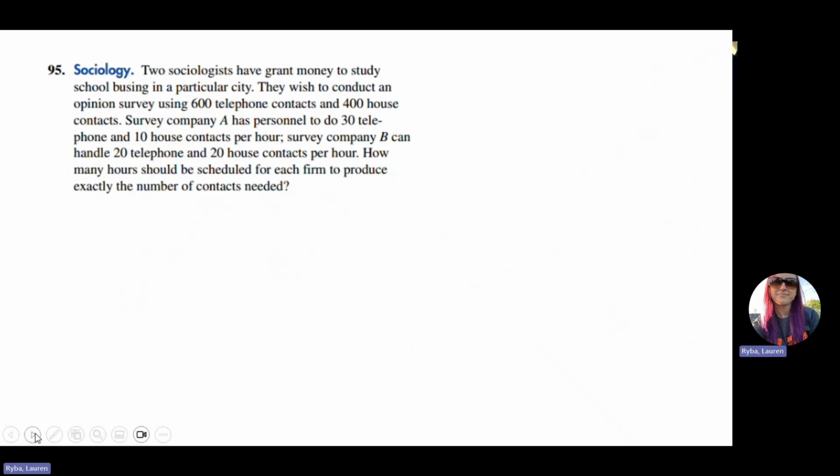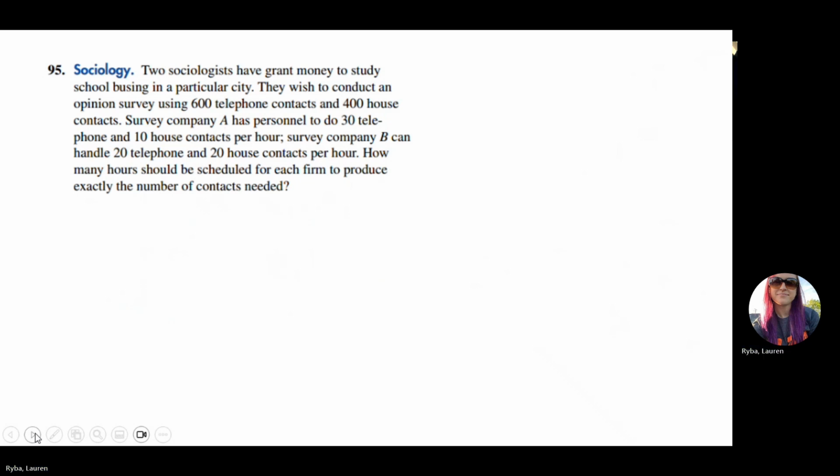All right, so we're going to go back and do, this is just a 2 by 2. So for practice, since we have a little bit of time, maybe we'll do some by hand. Two sociologists have grant money to study school busing in a particular city. They wish to conduct an opinion survey using 600 telephone contacts and 400 house contacts. Survey company A has personnel to do 30 telephone and 10 house contacts per hour. And survey company B can handle 20 telephone and 20 house contacts per hour. How many hours should be scheduled for each firm to produce exactly the number of contact hours?